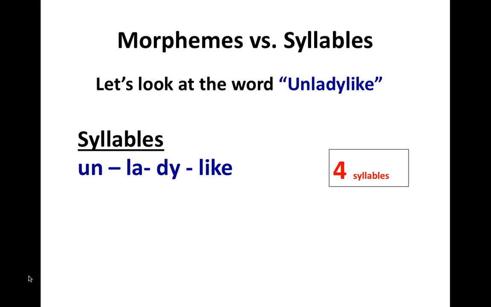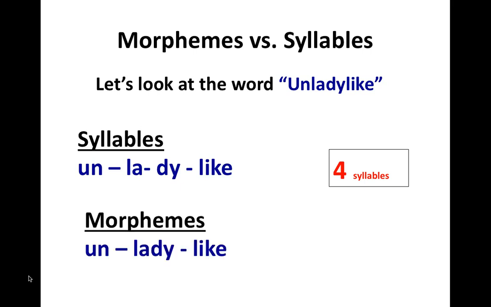Syllables help us pronounce a word. But when we look at the word parts with meaning in the word, or the morphemes, we see only 3. Un is the first morpheme and it means not. Then we see lady, which has its own meaning, and next we see like, which also has meaning. The word unladylike has 3 morphemes.